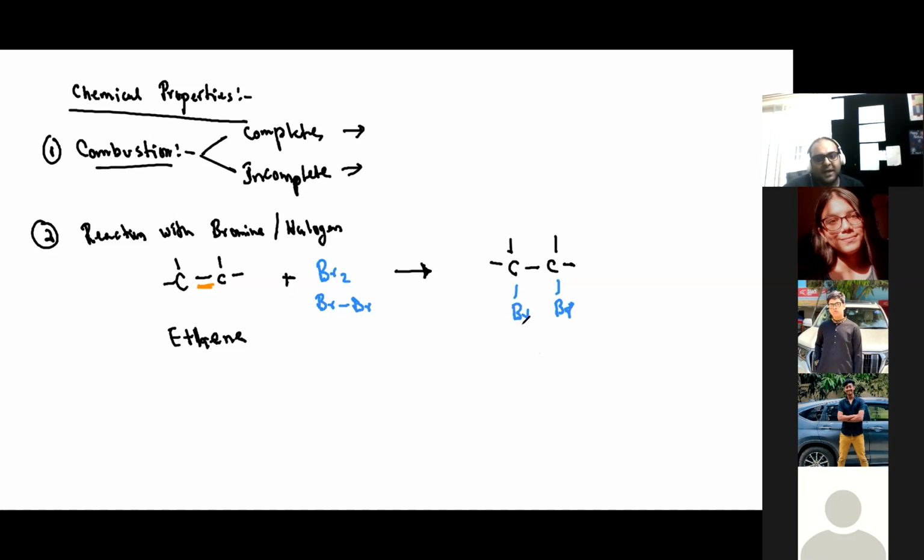Very good. It is bromoethane because we know the stem name depends on the number of carbon atoms. So there are 2 carbon atoms, so it's ethane. Why is it bromo? Because we have bromine in the compound. But how many bromines do we have? 2. So it's 1,2-dibromoethane. So this is reaction with bromine or halogen.